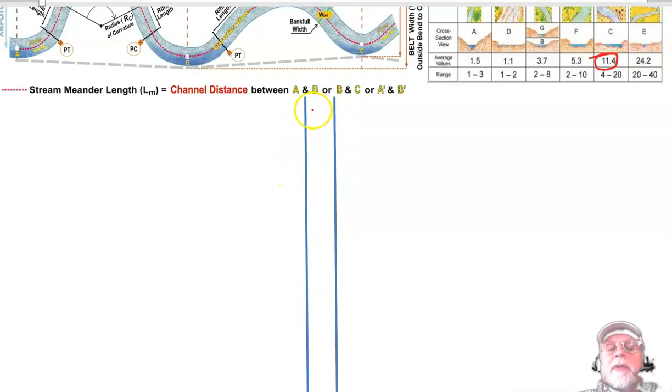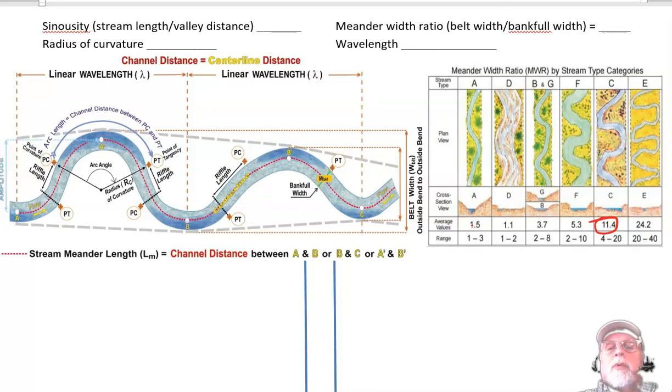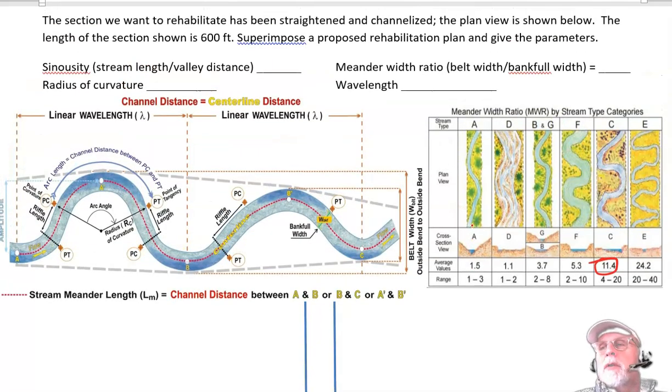put concrete or riprap or something in there, or just channeled it and made it straight, and we don't like the look of it, might be having erosion issues, it might be incising, we might have sediment issues, but for whatever reason we want to restore it to what it wants to do naturally.